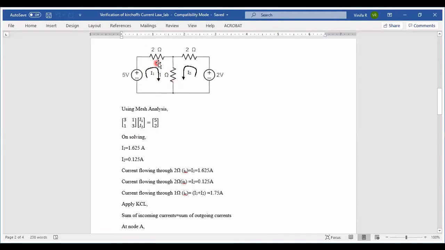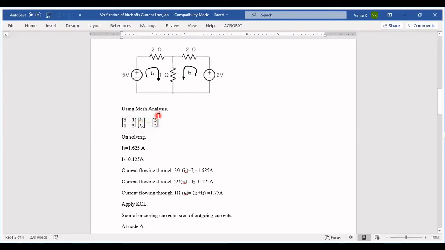So we have to see the directions. The loop direction we have taken for the first loop is flowing downwards, and the second loop is also flowing downwards. So both the directions are the same, so we are taking plus 1. Similarly, R21 is equal to R12, so 1. Then the sum of resistors present in the second loop: 2 plus 1, that is 3. So the matrix is 3, 1; 1, 3, times I1, I2, is equal to V.